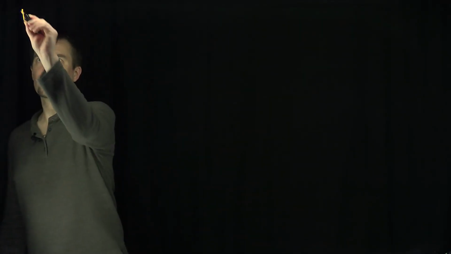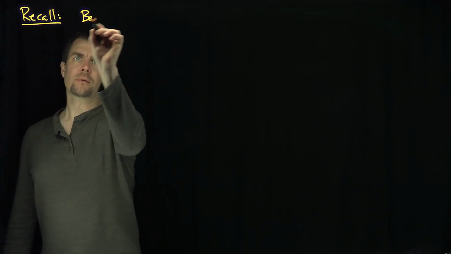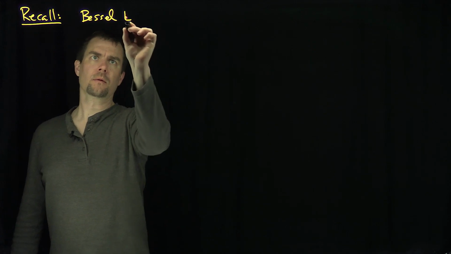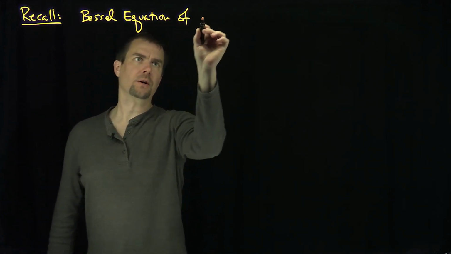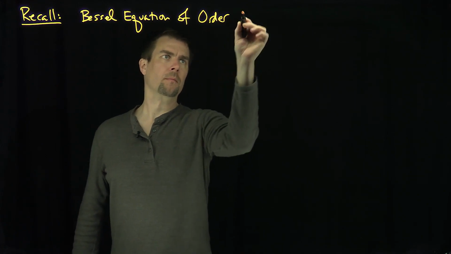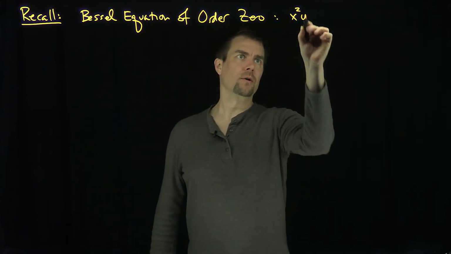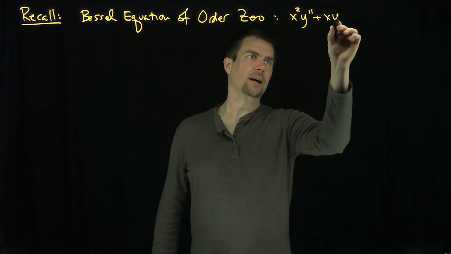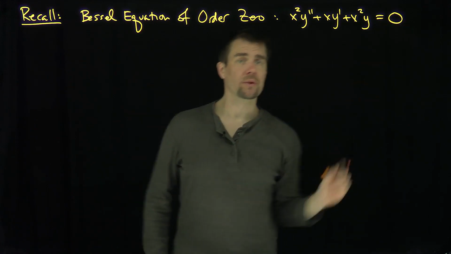Hello students, in this video we'll construct a general solution to the Bessel equation of order 0. Let's recall the Bessel equation of order 0: x squared y double prime plus x y prime plus x squared y is equal to 0.